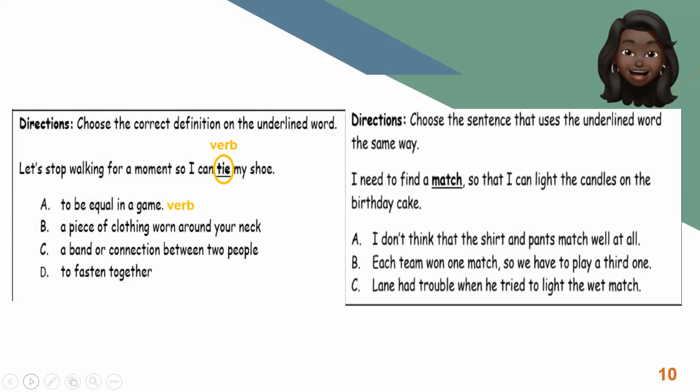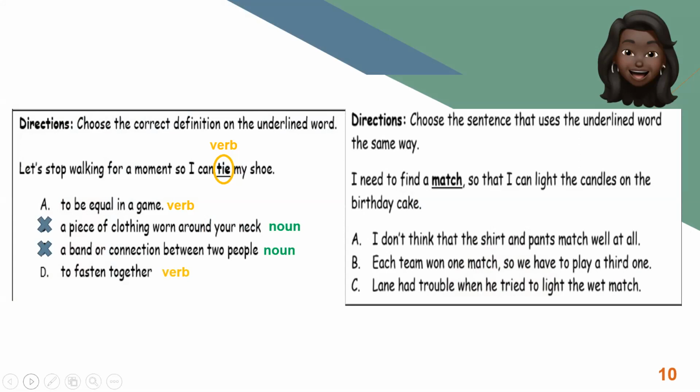Let's look at B. A piece of clothing worn around your neck. Again, a piece of something. Because I see that article A there, I know that this is a noun. C. A band or connection between two people. Again, I see that article A, and that lets me know that this is also a noun. D. To fasten together. To fasten something, again, that's showing action, so I know that's a verb. I can go ahead and eliminate B and C because those definitions are nouns, and in my sentence, I know that tie is used as a verb.